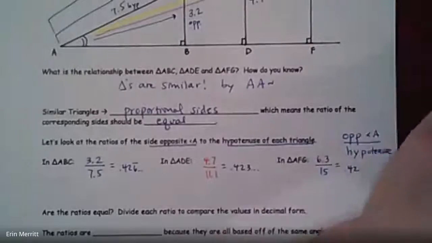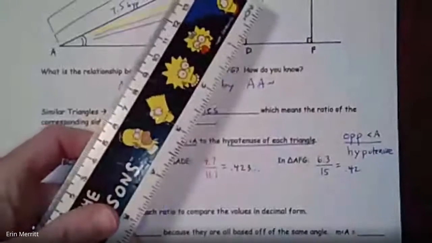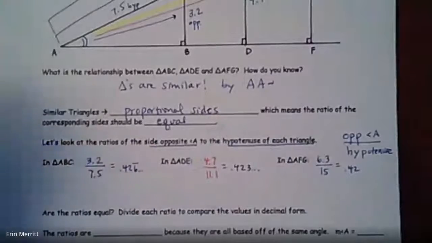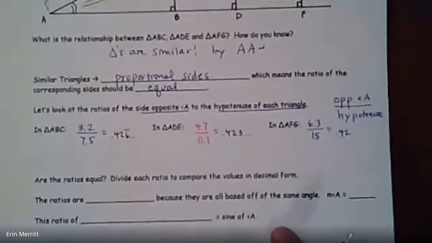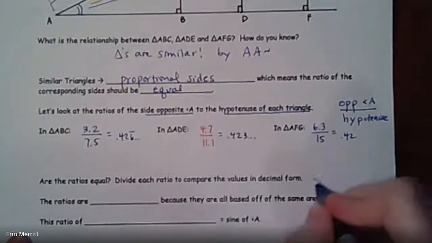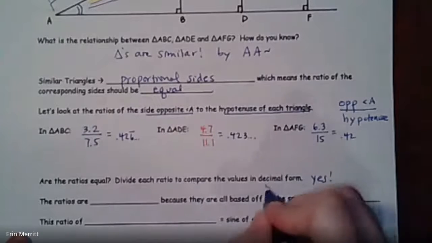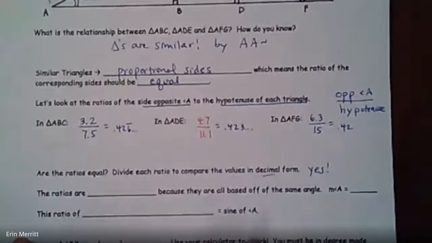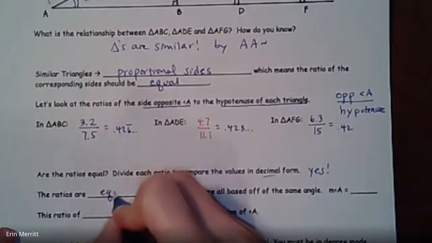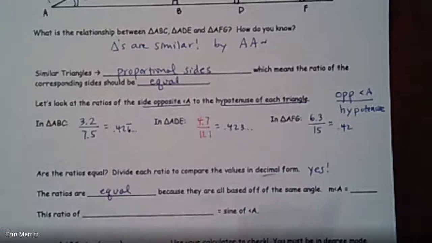And those are based on my measurements with a Simpsons ruler from when I was in like the 4th grade. So we're looking pretty darn good here, right? So when it says, are the ratios equal? For the most part, yes. We divided them out, we compared the decimals. They're not perfect, but they're pretty close. So when it says the ratios are blank because they're all based off the same angle, it should be that the ratios are equal because they're all based off the same angle.